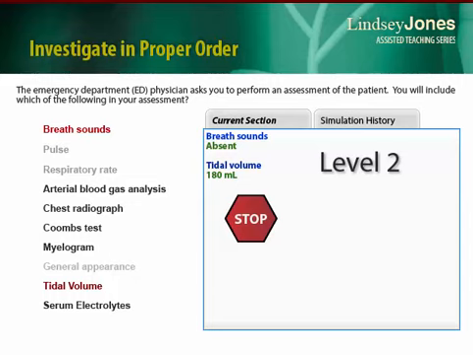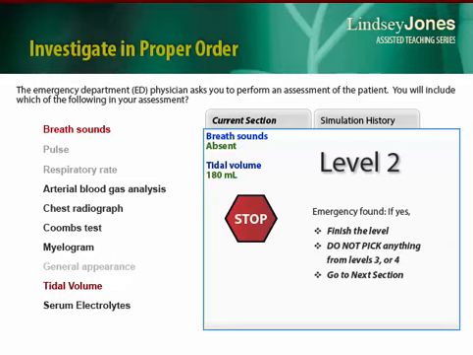2. We might get to level 2 and there then find some emergency information. In this case, we see that the breath sounds are absent. That just means on the NBRC exam that there's no ventilation. Or also, we have a tidal volume that's so low that is definitely not big enough to sustain a life for a typical adult. And so these would also be examples of emergency information.